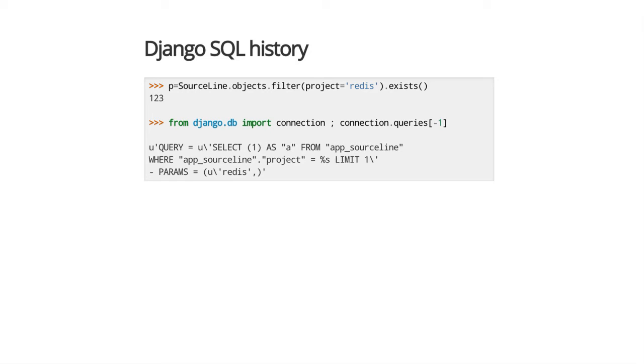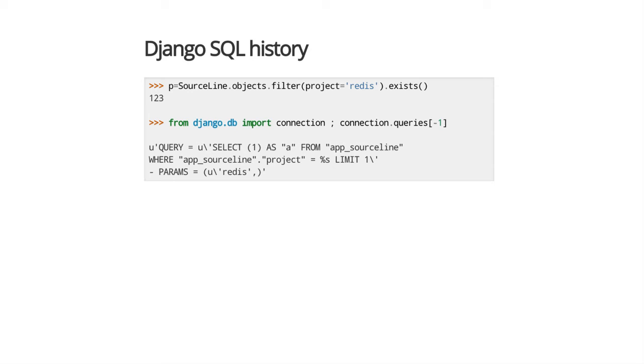So this is another way to do it. If you use count, you're getting a number and there is no SQL there. If you do exists, you get a Boolean, there is no SQL there. So what you do is you use this DB connection queries thing, and you also get a history of every single SQL query that your Django program does.